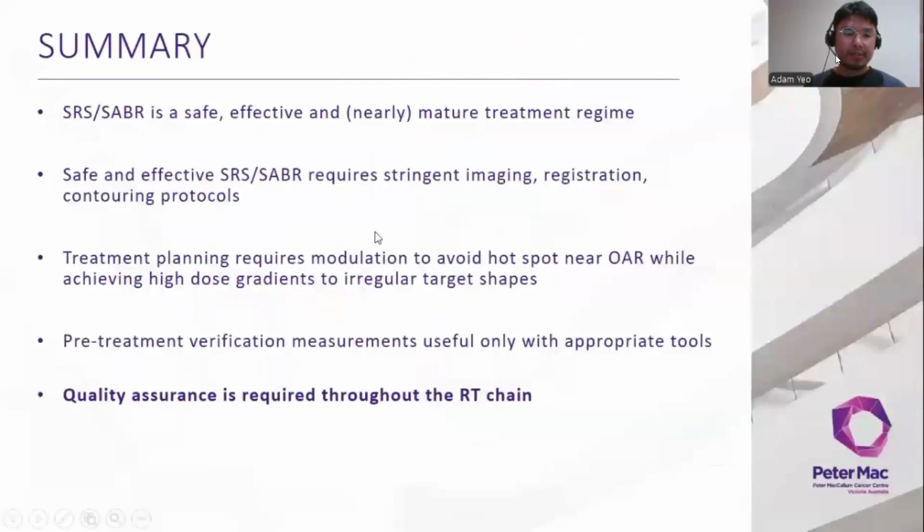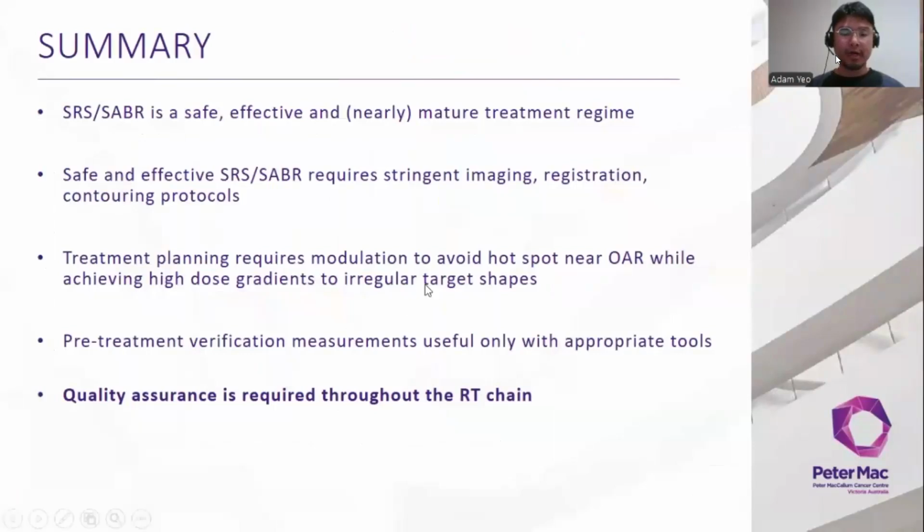So in summary, stereotactic radiotherapy, including both SRS and extracranial SABR, is a safe and effective approach in a nearly mature treatment regime now, and the obvious trend is moving to single fraction, even two fractions. So a safe, effective stereotactic program requires stringent imaging, registration and control protocols. Even when you look at the plans, it should be part of your QA quality management process.